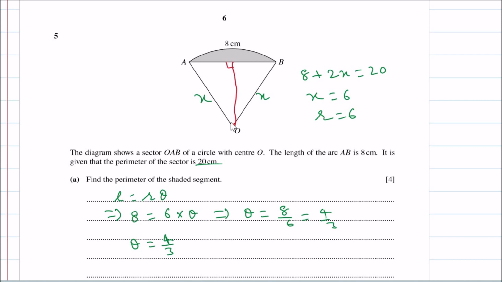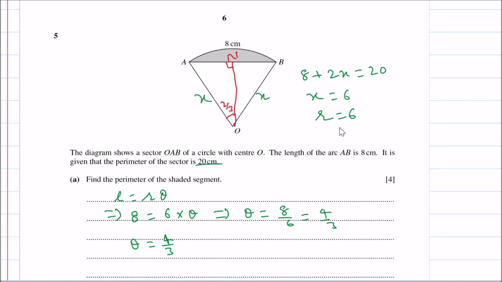So this perpendicular is drawn. Now in triangle AON, suppose I put N here, we can find AN and double it to get the length of AB, right? This whole angle is 4 by 3, so this half angle will be 2 by 3, right?